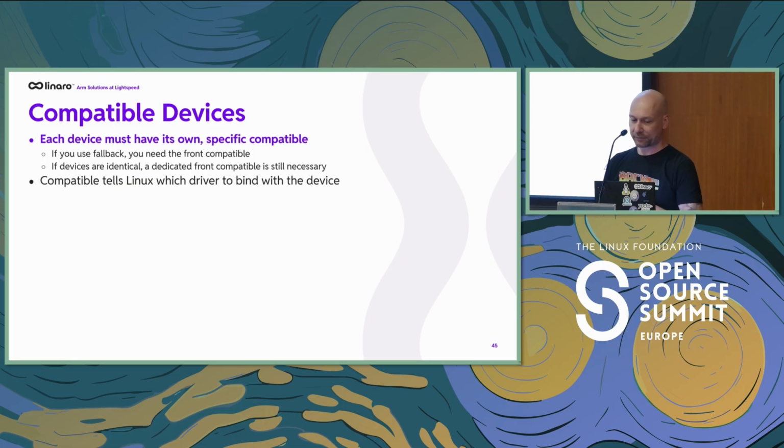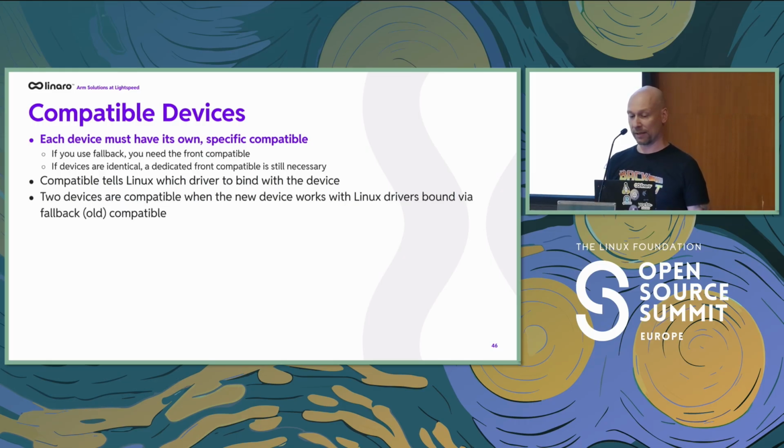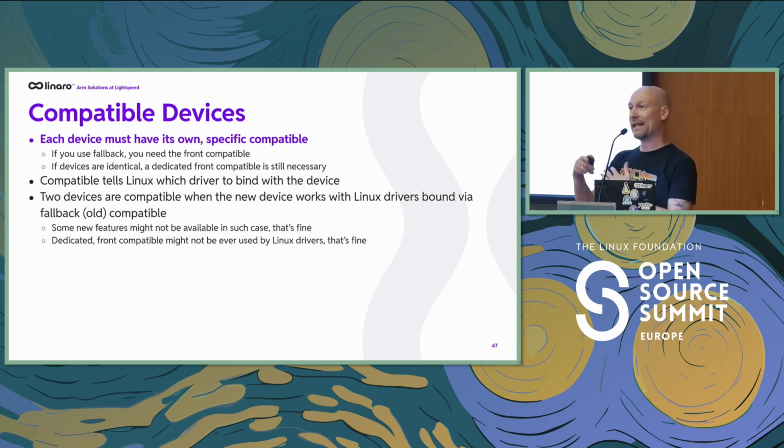And this means that if you have such two compatibles, the Linux driver can bind, can probe based on both of them. Linux works in that way that it will always choose the front compatible, but it could also bind to the previous one. So the compatibility here means that Linux could choose one of them. If the device driver can bind through the fallback compatible, it means that it's compatible. If it will work, it means that it's compatible.